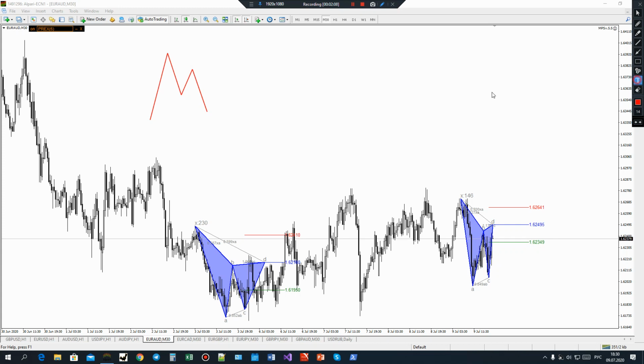If we label those swings, they would be X, then A, B, C, and the completion point is point D. What we expect after the D point completion is for price to reverse and hit some targets. The first swing is called the XA swing, the second is AB, then we have BC and CD.